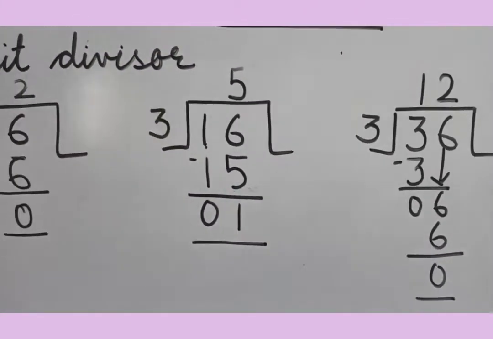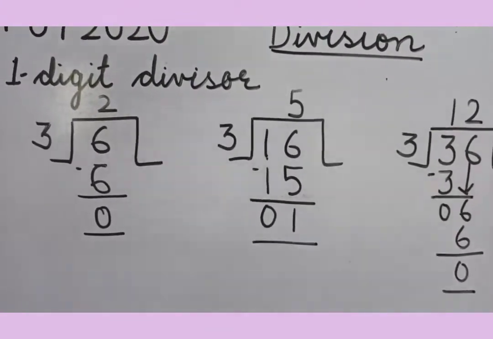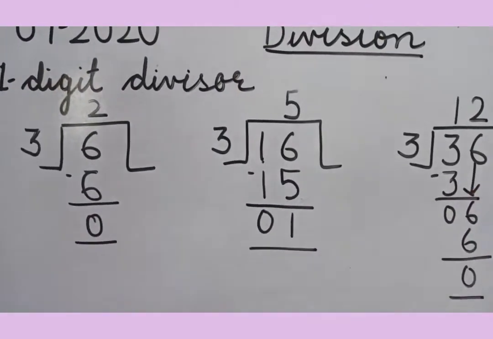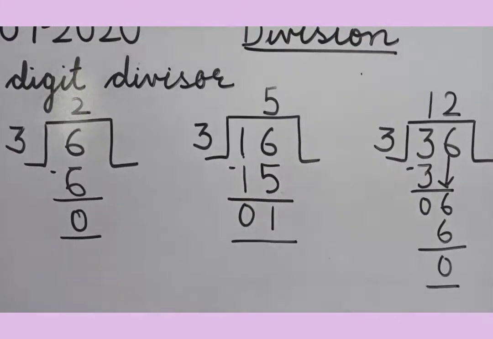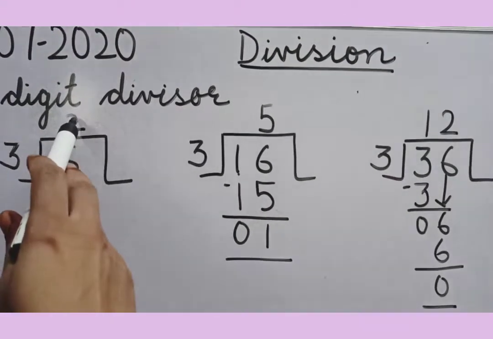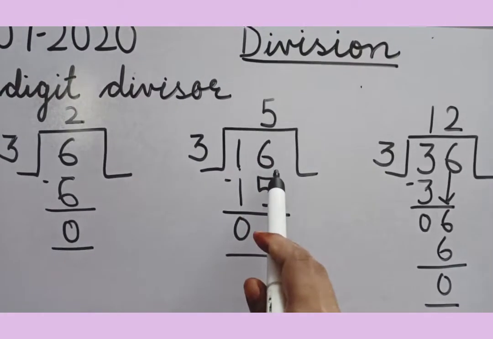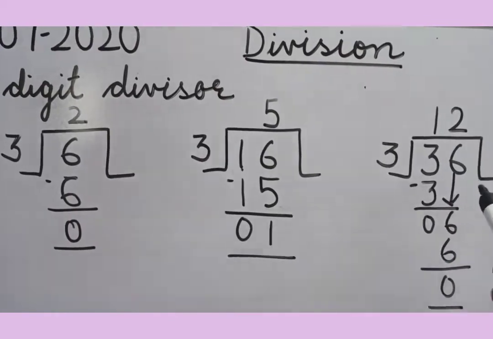Now let us focus on all the three numbers. Now the three questions are saying 1 digit, 2 digit number and 2 digit number as a dividend. But if you see properly, can you see I have written 2 on the top of 6. I have written 5 on the top of 6. I have written 1 on the top of 3 and 2 on the top of 6.